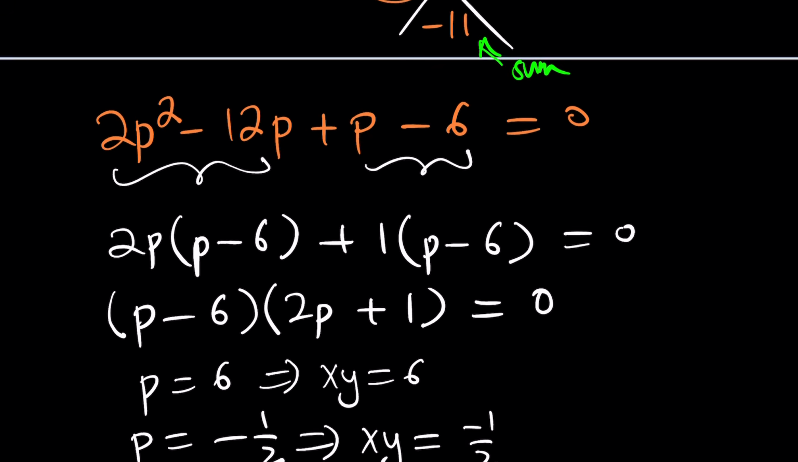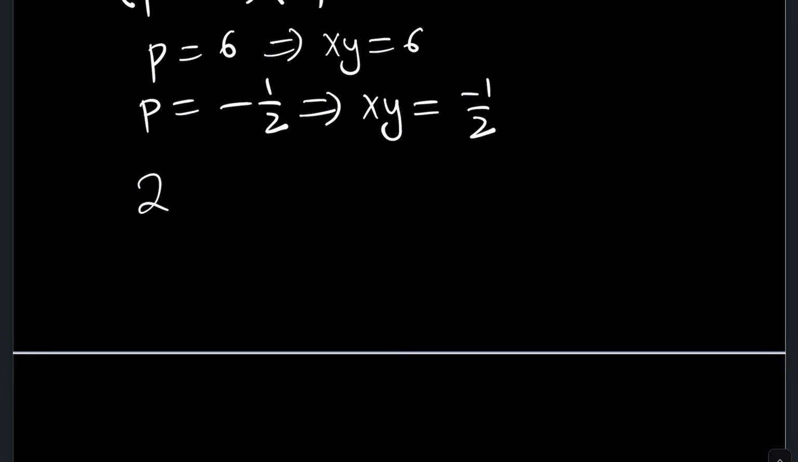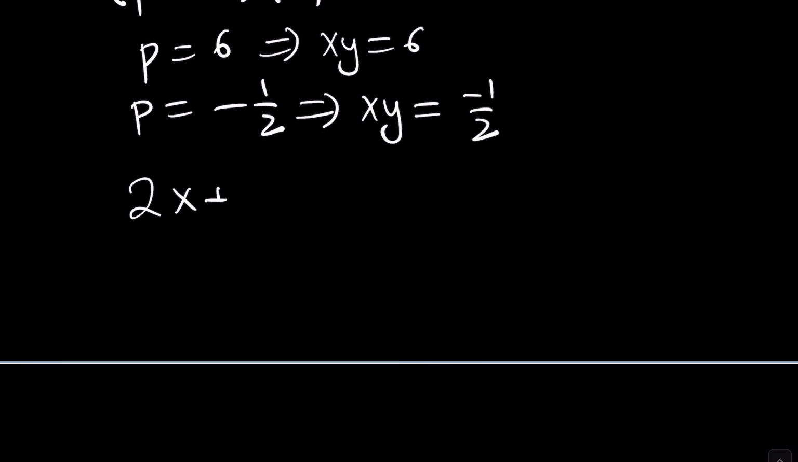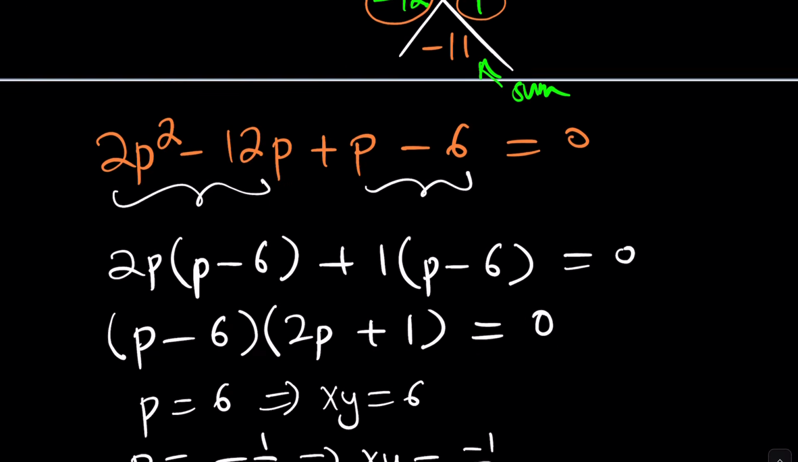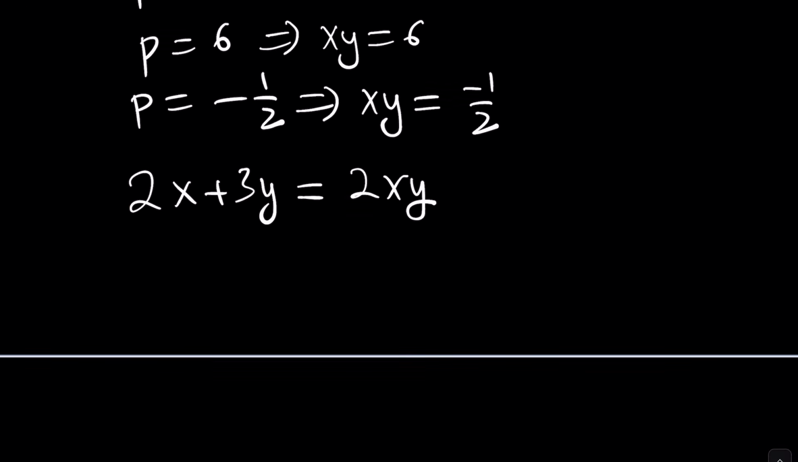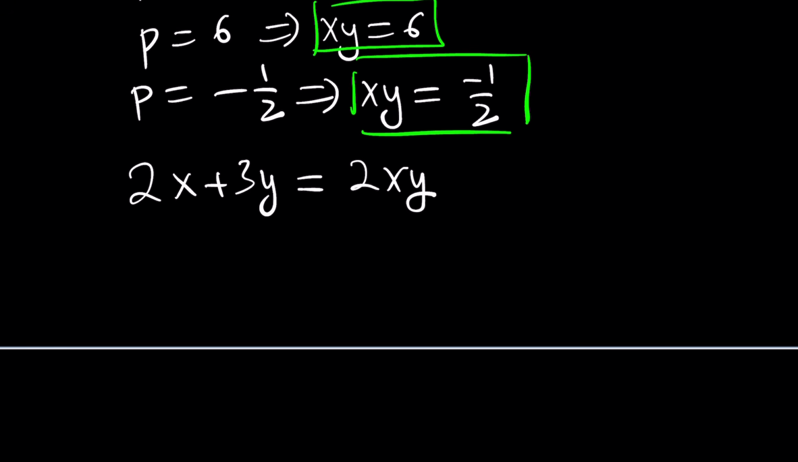Now, let's go back to one of the equations and maybe use the second one. You know why? Because the second equation is actually simpler. 2x plus 3y is equal to 2xy. That was it, right? Yes, that's right. So now, since we know xy, and we're going to go with both of these values, but this one first, you can go ahead and replace xy with 6. So that gives you 2x plus 3y is equal to 2 times 6, which is 12.